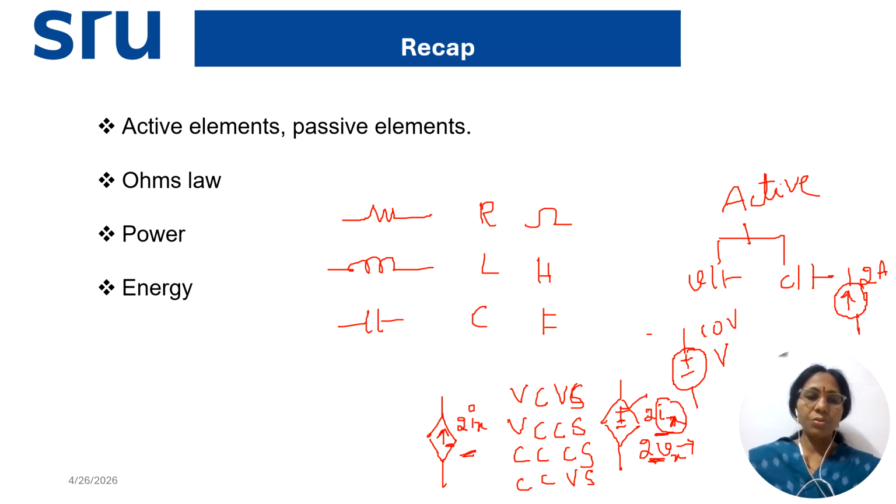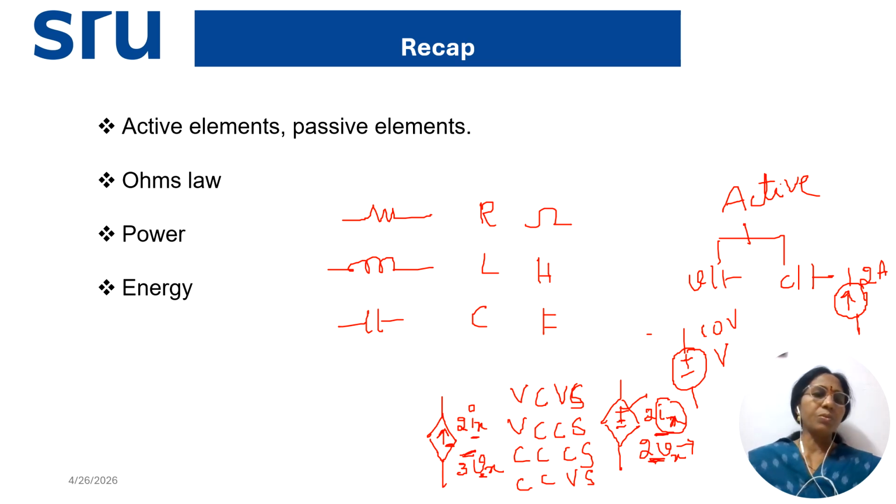This is a current source controlled by another branch current. If the current source is controlled by a voltage, then we have to write some number, any number, that is 2, 3, 4, multiplied by Vx, Vb, Vc, any. This Vx is the voltage in that network across that particular branch. So these four kinds of dependent sources we discussed, and active elements and passive elements are also completed.